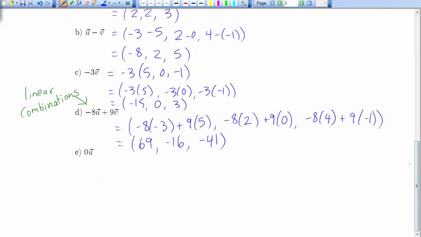Now lastly, here I've got an example where I'm taking my scalar to be 0. So I'm going to multiply every component by 0. You probably already figured out exactly what's going to happen. Here I'm multiplying the components of u by 0.